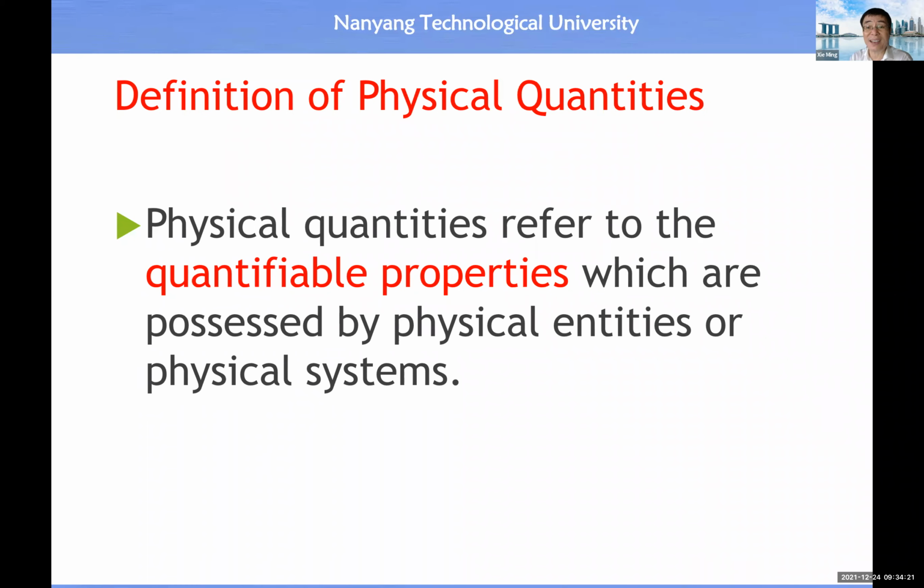Physical quantity basically refers to a quantifiable property possessed by a physical entity or physical system. Inside the property, we also include the type of property which we demonstrate as a constraint, such as mass. Mass produces gravitational force, and the gravitational force is a kind of constraint that we add on another rigid body, right? Quantifiable means basically it has a value. So the quantity or property has a value. This is the definition of a physical quantity. In layman's terms, a physical quantity refers to the value of a property, the value of a constraint, okay?